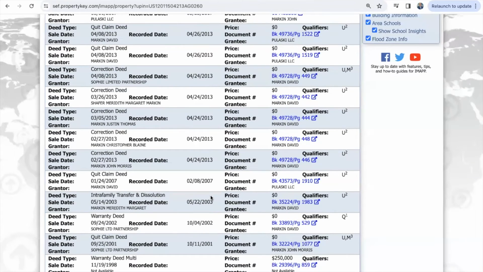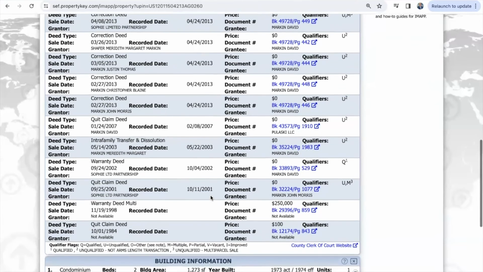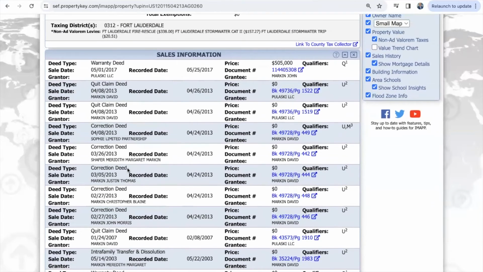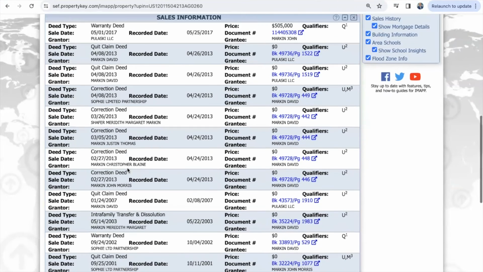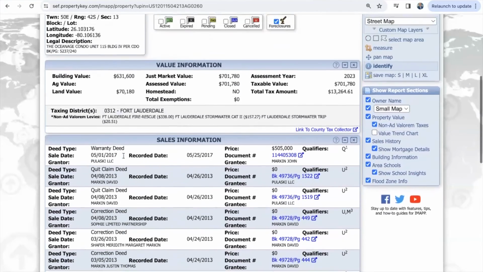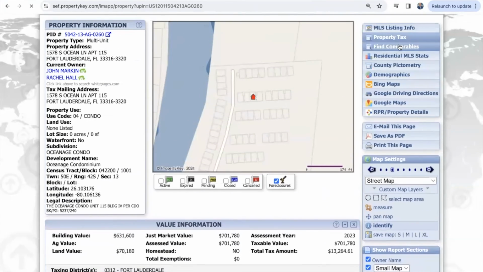So are you representing seller or buyer? Seller. All right. So there's a lot of transferring of the title going on here. So when it comes to doing a title search, they may come across an issue. There was a lot of corrections of the deed and everything, but anyways, let's go here to find comparables.